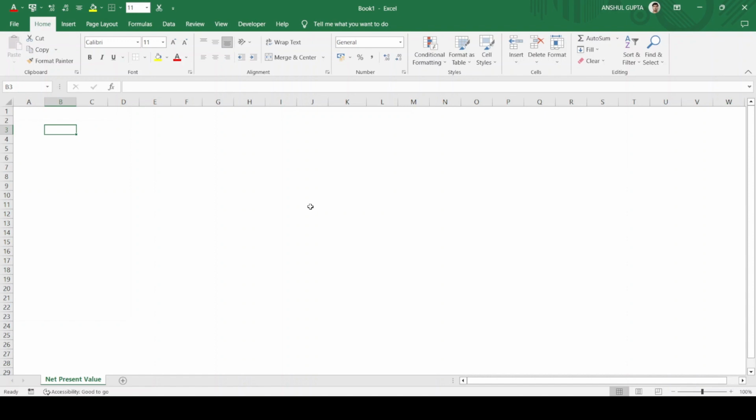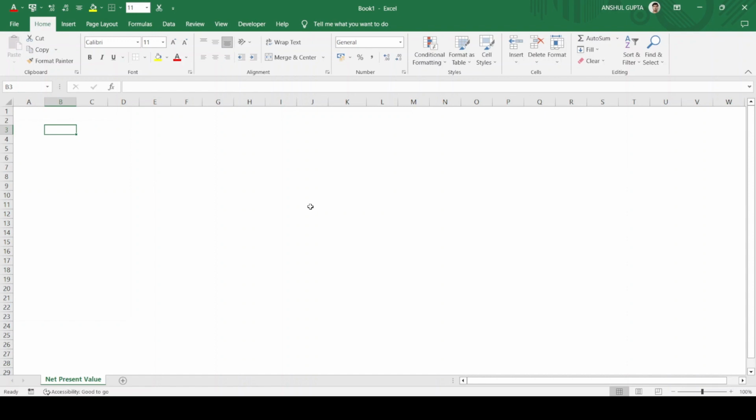So moving forward, what is net present value and what are its applications? So basically, NPV allows project stakeholders to determine if future benefits are more or less than the initial investment. I know this definition is a bit complicated, so let's understand this using a simple example.